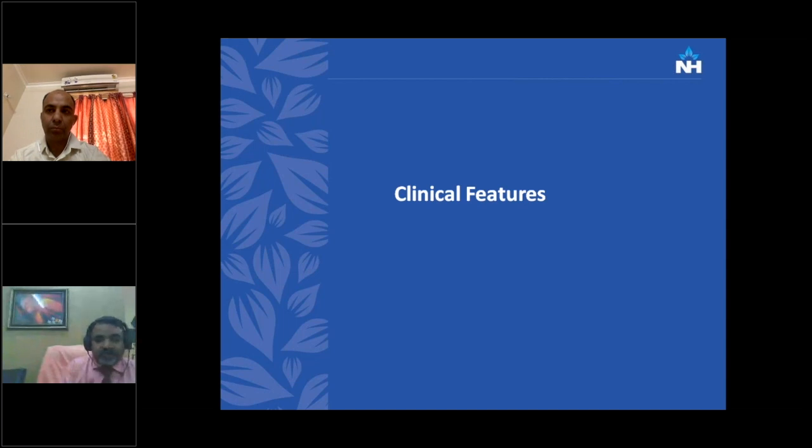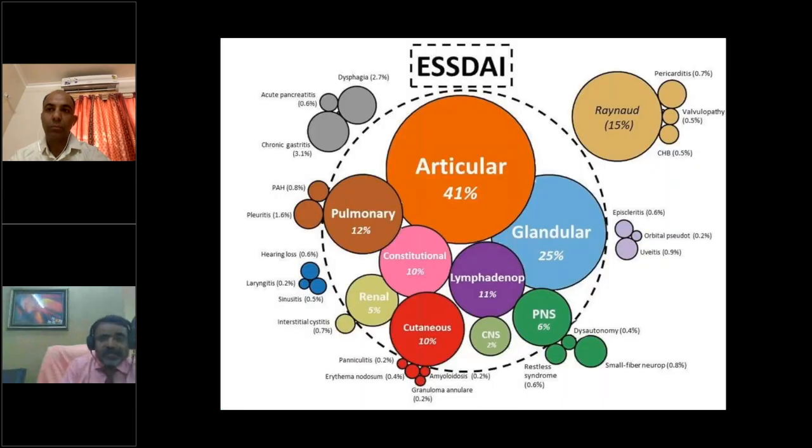So this is a plethora of clinical features. Mostly articular and glandular features are very common, and apart from that, systemic features like pulmonary involvement and constitutional features like low-grade fever, fatigability and lymphadenopathy. Patients may have generalized lymphadenopathy, and in the long term, if we don't treat these patients, they may develop non-Hodgkin's lymphoma.